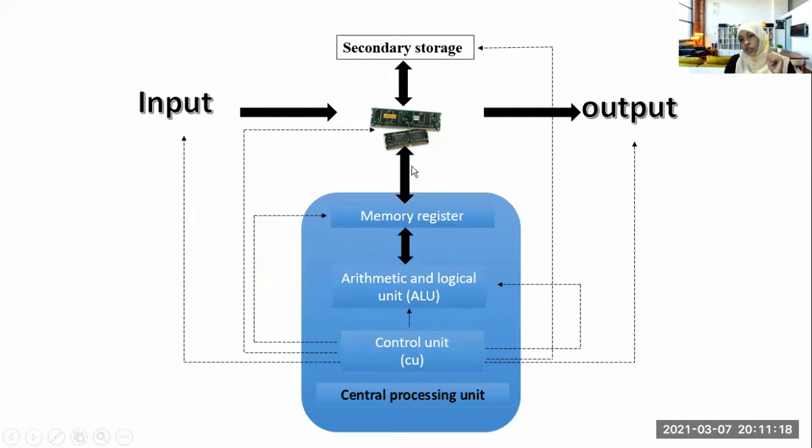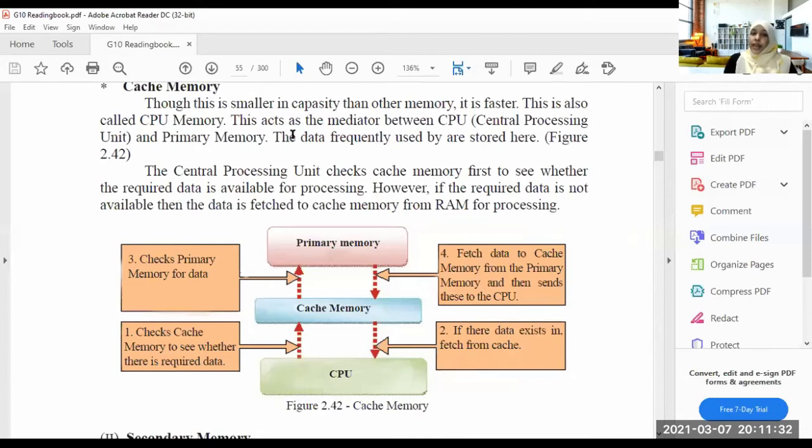Okay, so it is also called the CPU memory, but it is between the main memory and the CPU here. Now let's see what it does. This acts as the mediator between the CPU, the central processing unit, and primary memory. It is like a mediator. You know what a mediator is. The data frequently used by the CPU are stored here.